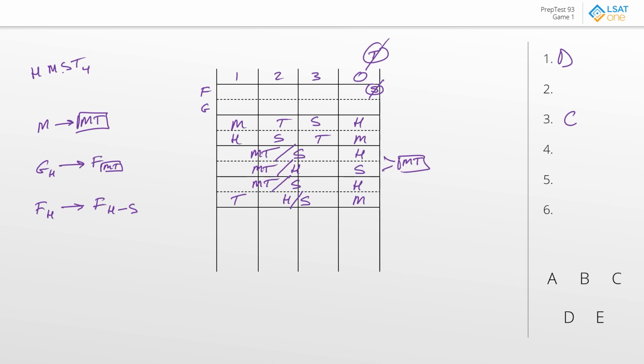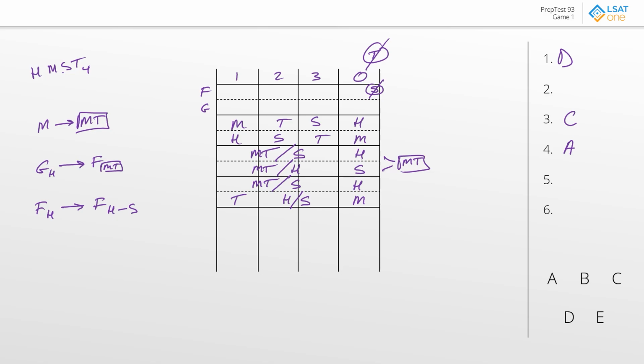Frank's Houston is out, so the best answer here is answer choice A. Just in case, though, we can take a look at the rest. Frank goes to Montreal, and that's true. Frank goes to Toronto, that is true. Gloria goes to Houston, that is also true. And Gloria goes to Seattle, that's also true. So yeah, the best answer still remains answer choice A.